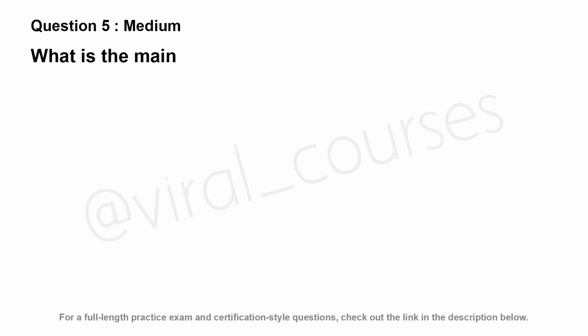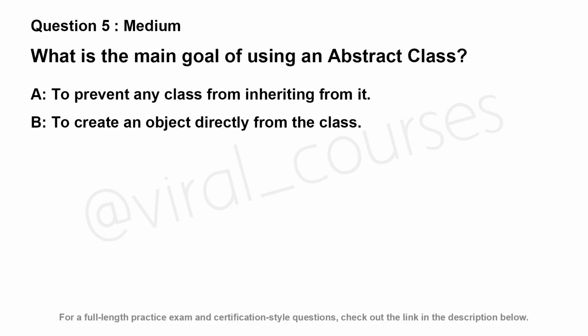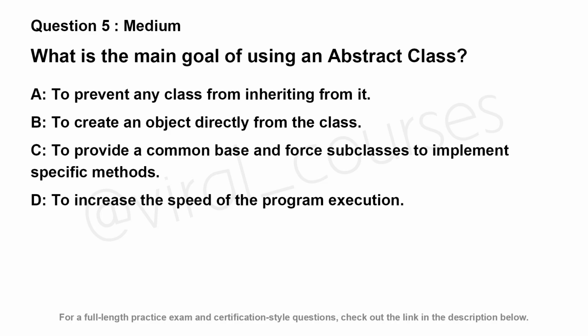What is the main goal of using an abstract class? Option A, to prevent any class from inheriting from it. Option B, to create an object directly from the class. Option C, to provide a common base and force subclasses to implement specific methods. Option D, to increase the speed of the program execution.